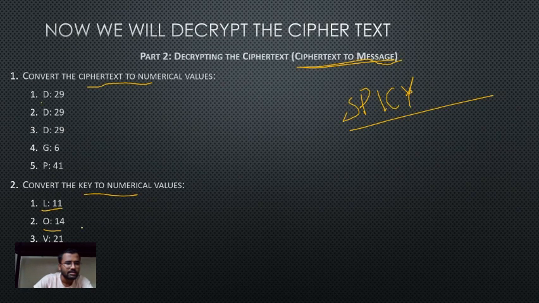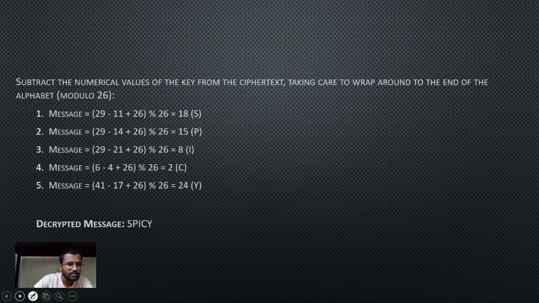Here you can see the numerical value of the ciphertext is 29, and the numerical value of the key is 11. We are going to subtract this 11 from 29. After subtracting, we get the value as 18. By getting the value as 18, we take the modulus of 18 with 26. We get the final value as 18, and the value of 18 is S. We are considering the 18 as S, and again the second one.